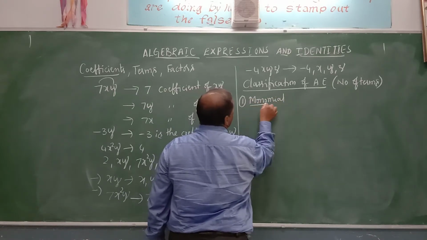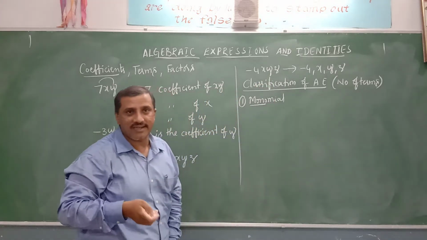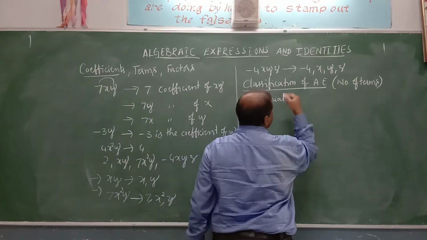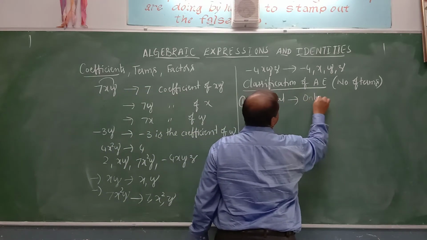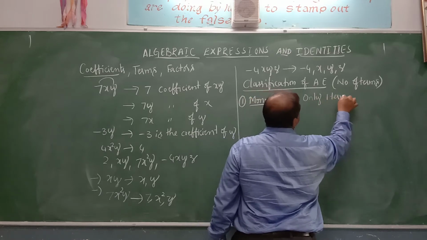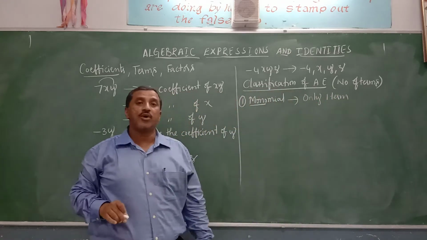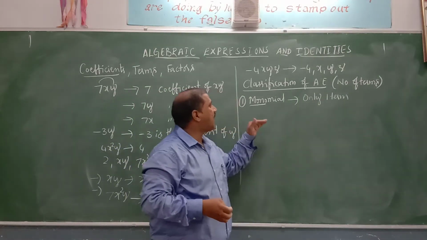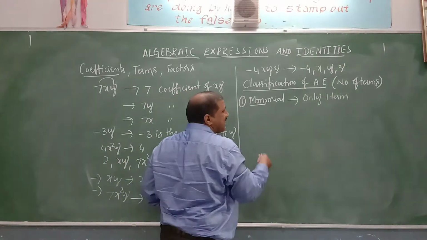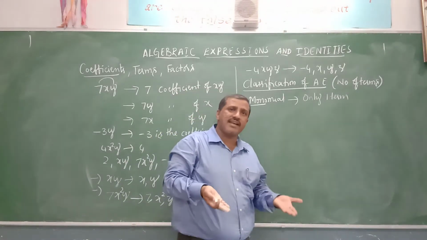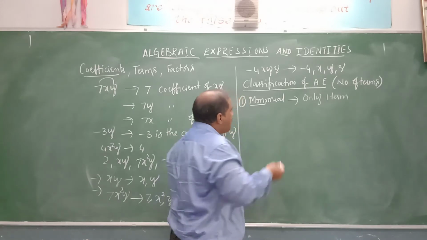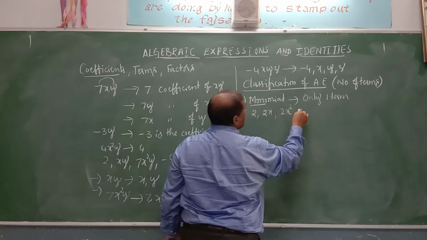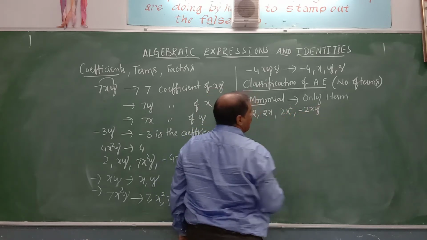So see, the word mono means one. Monomers you studied in chemistry. Monomial means an algebraic expression which contains only one term. Such algebraic expressions are known as monomials. Examples: it contains only one term, meaning it may be a variable or a constant. So 2 is a monomial, 2x is a monomial, 2x square is a monomial, minus 2xy is also a monomial.